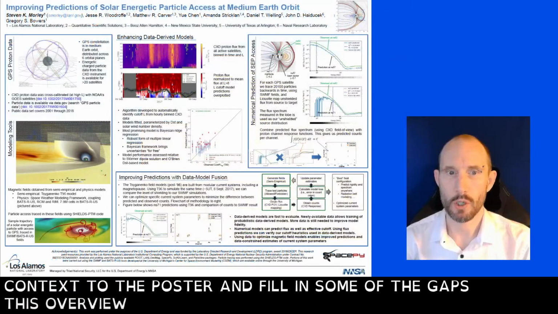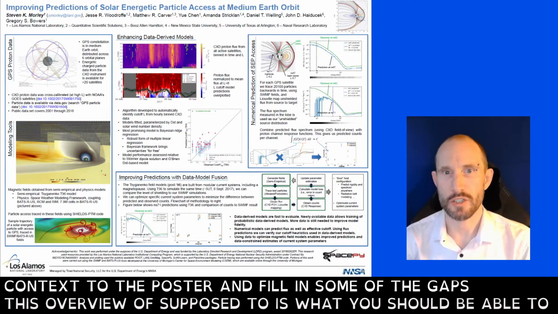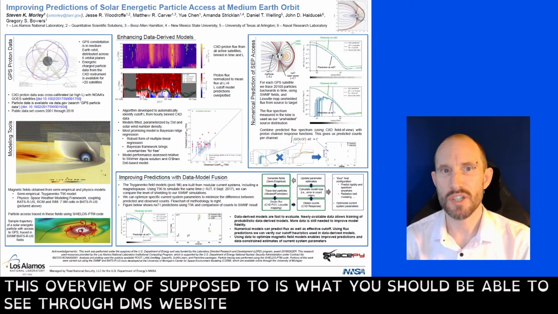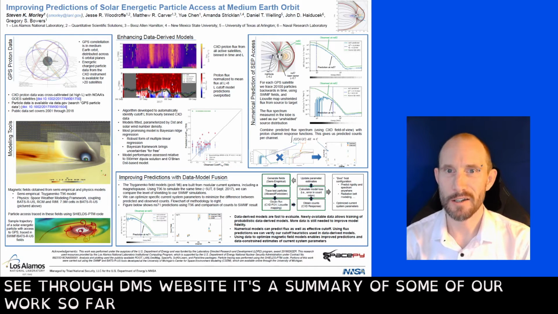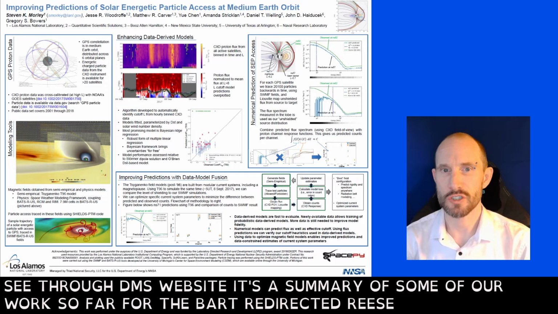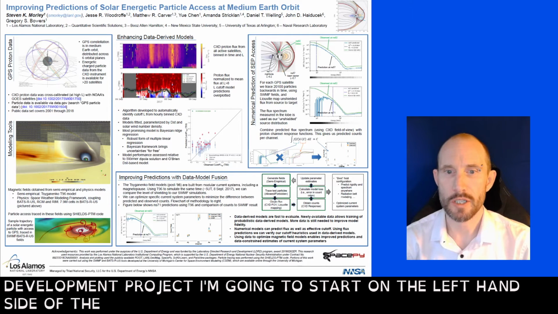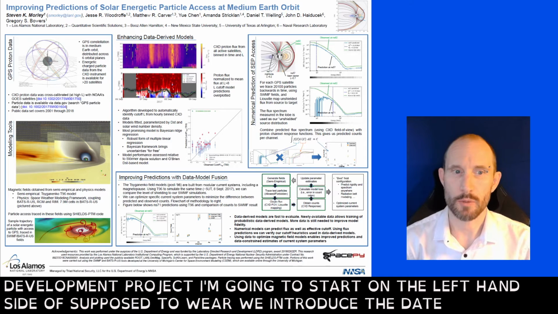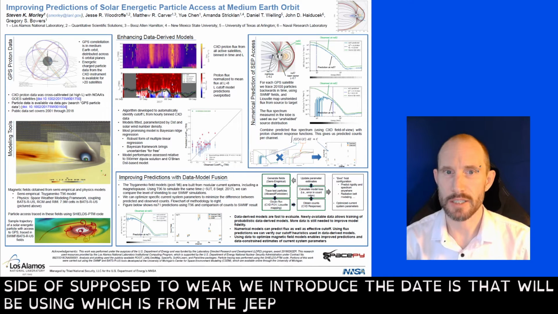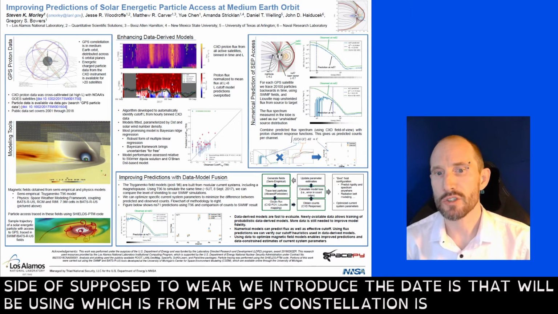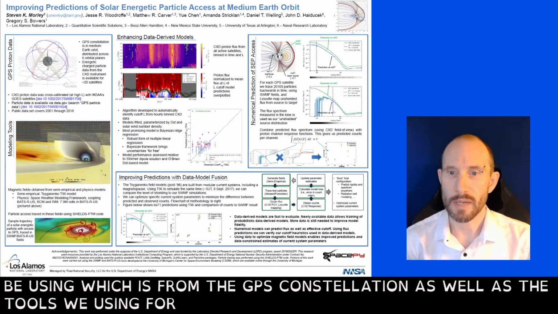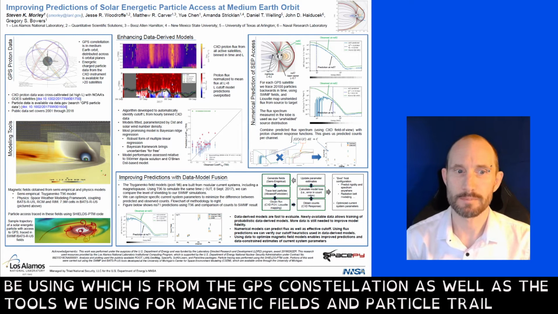This overview of the poster is what you should be able to see through the AMS website. It's a summary of some of our work so far for a laboratory-directed research and development project. I'm going to start on the left-hand side of the poster, where we introduce the dataset we'll be using, which is from the GPS constellation, as well as the tools we're using for magnetic fields and particle tracing.